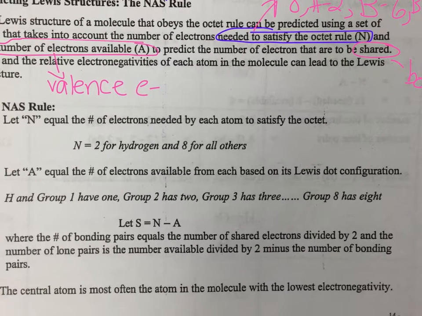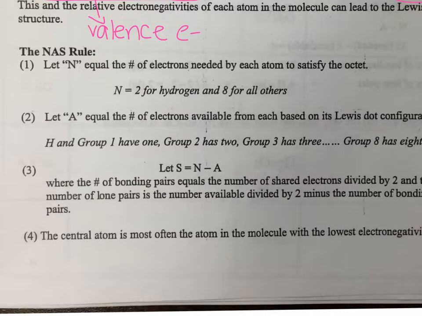So looking at an example here, you can kind of see the N is going to be needed, so 2 for hydrogen, 8 for all others, and then we already talked about the other exceptions. You're going to see that we're going to do a subtraction, all right? So you're going to take that needed, and you're going to subtract the available. Once you get that, you're going to find out that's how many electrons have to be shared. So that's how many hands are being held between these little atoms, okay?